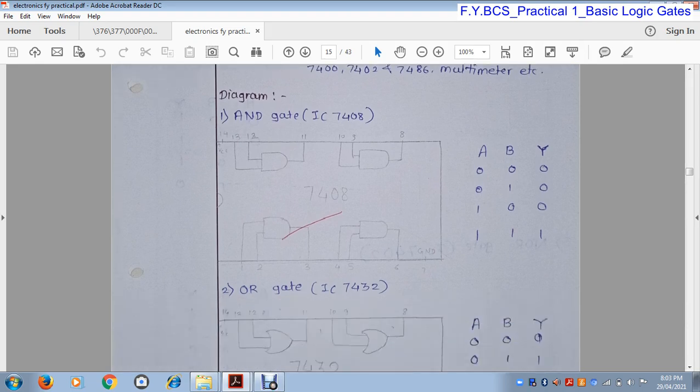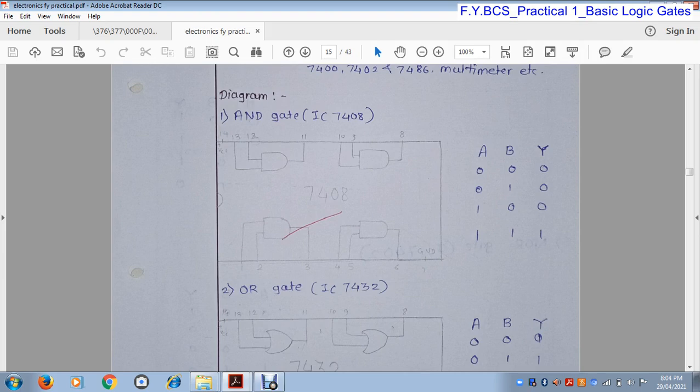Okay. Now we see our first logic gate, which is the AND gate. For AND gate we use IC 7408. This is a 14 pin IC. That means this IC contains 14 pins, starting from pin number 1, 2, 3, 4, 5, 6 and 7, then pin number 8, 9, 10, 11, 12, 13 and 14. So 7408 is a 14 pin IC.